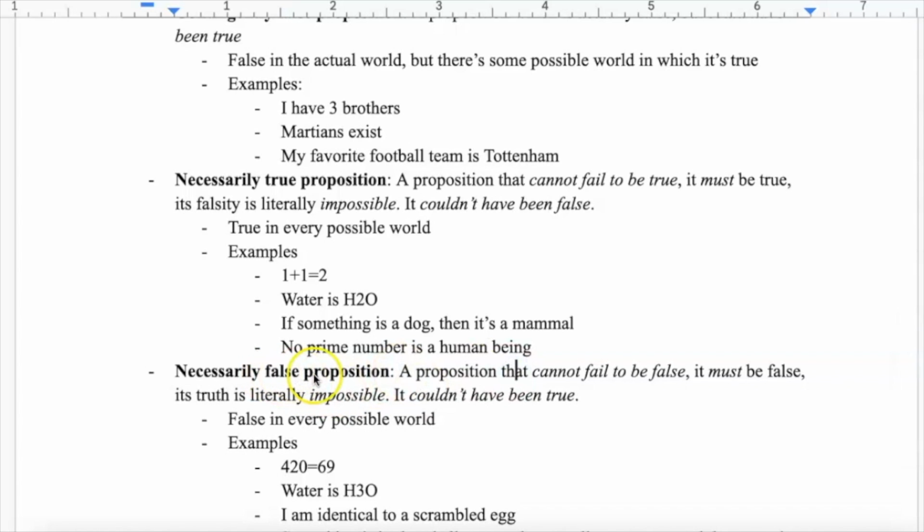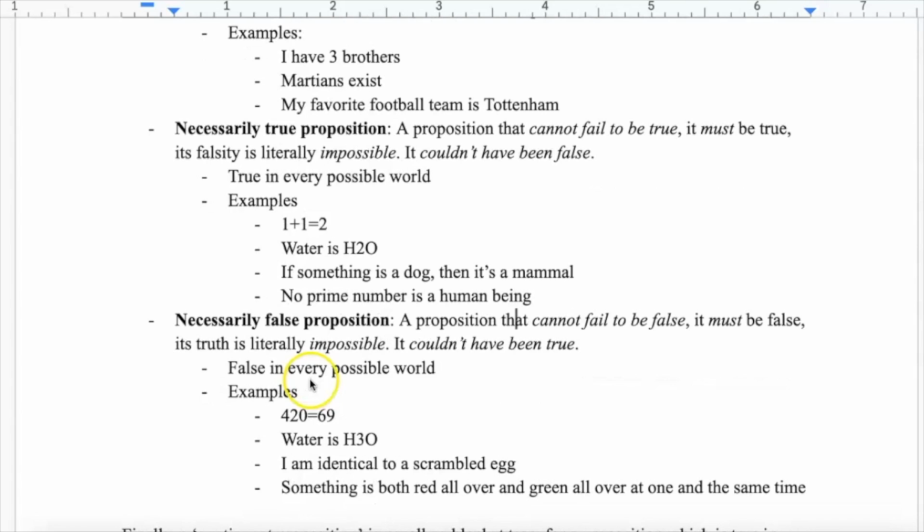And finally, we have necessarily false propositions, or in other words, impossible propositions. A proposition is necessarily false just in case it cannot fail to be false. It must be false. Its truth is literally impossible. So it could not have been true. They're false, in other words, in every possible world. They're false in every way that reality could be. Here's some examples. 420 = 69. Water is H3O. Again, that's necessarily false. I am identical to a scrambled egg. No, I could not have been identical to a scrambled egg. And here's another thing that's impossible. It's impossible for something to be red all over and green all over at one and the same time.